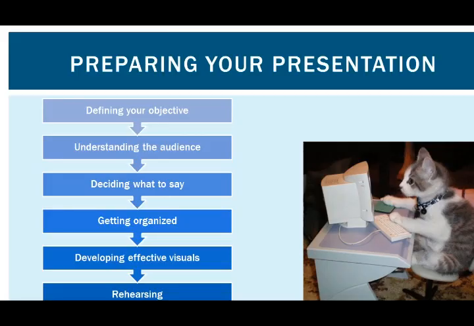So to start with, you must of course prepare your presentation. There are 6 steps, I think, described in chapter 7 of the HB Red. The first is defining your objective. Second is understanding your audience, and then deciding what to say, the content, and organizing that content, and then developing effective visuals for it. And then, last, you should do rehearsing.